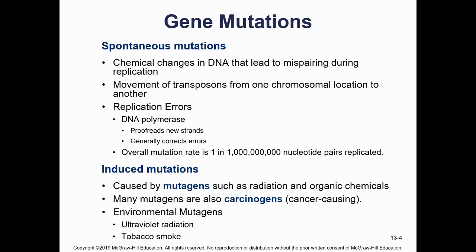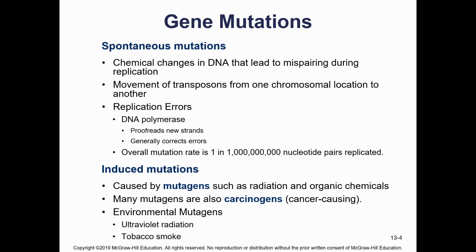Replication errors. So during the S phase, rather than just have a random change, we can have an error. Our DNA polymerase may insert the incorrect base. Typically, DNA polymerase is a great proofreader for new strands of DNA, and so it will correct those errors. But every now and then, one slips through. Those are spontaneous mutations. We also have a class of mutations called induced mutations.